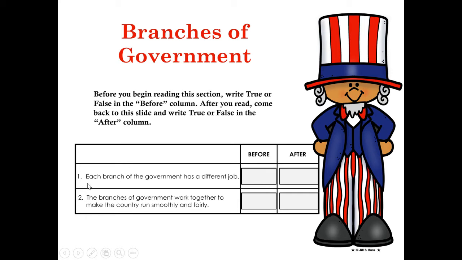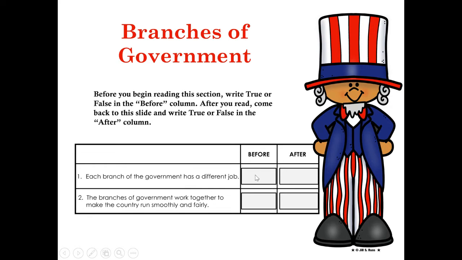The first statement says, each branch of the government has a different job. If you think each branch has a different job, you're going to write true in that before box. If you don't, you're going to write false in your before box. So each branch of the government has a different job, true or false.